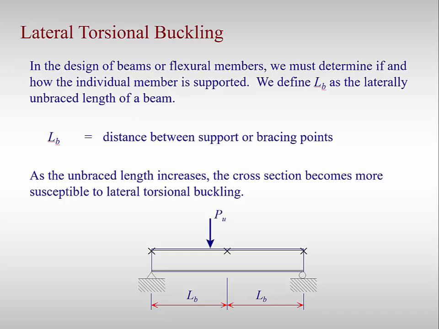If lateral bracing of the compression flange is provided at mid-span, indicated by the small x in the drawing, the unbraced length becomes half the length of the beam. This reduces the unbraced length by half and will result in a significant increase in the moment capacity, much like bracing a column at mid-height. Additional discrete points of lateral bracing will increase the moment capacity further.